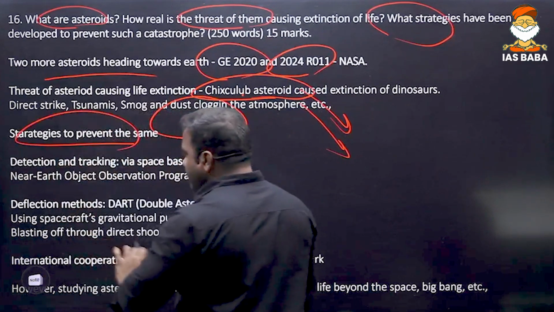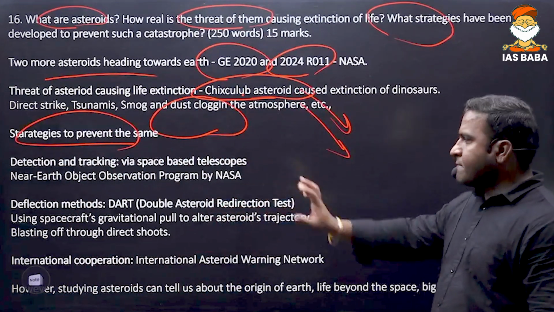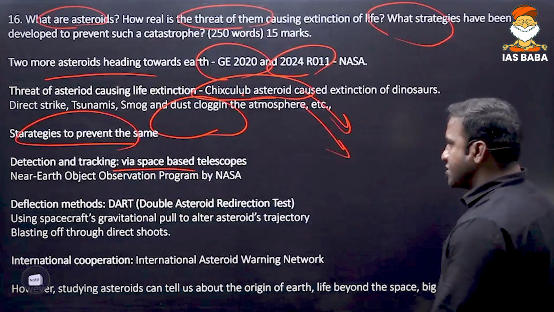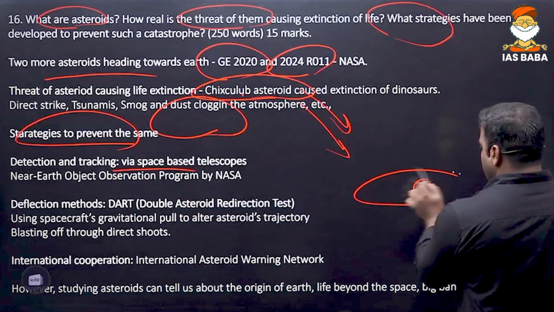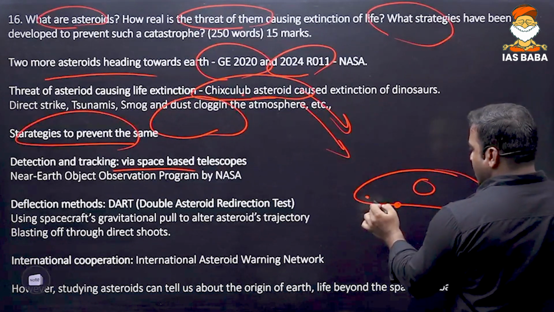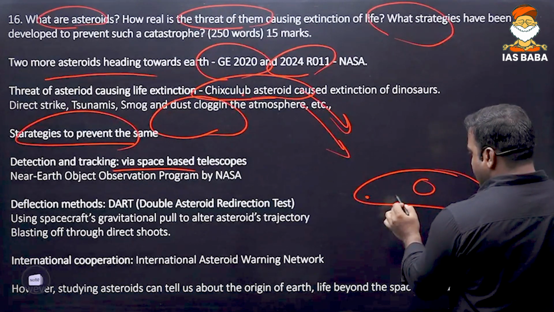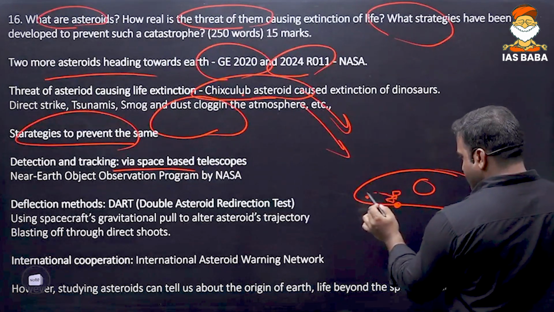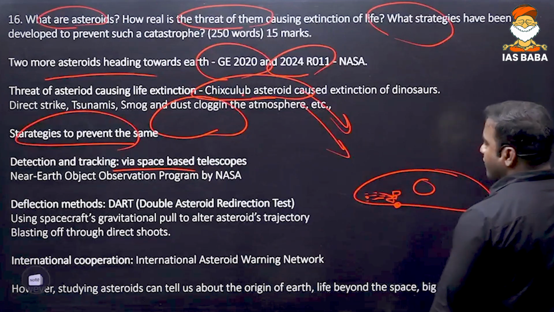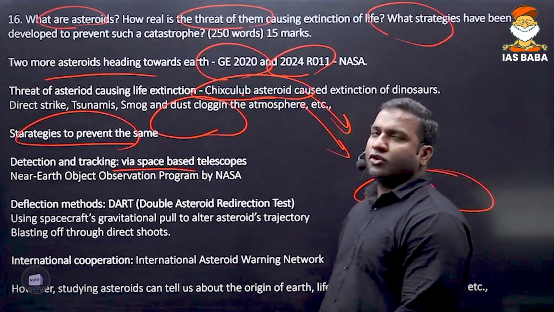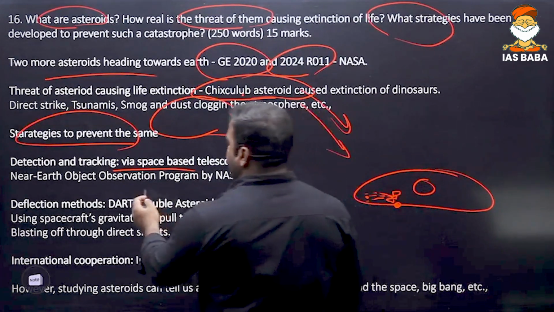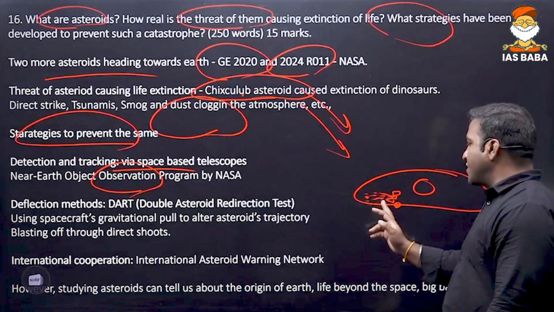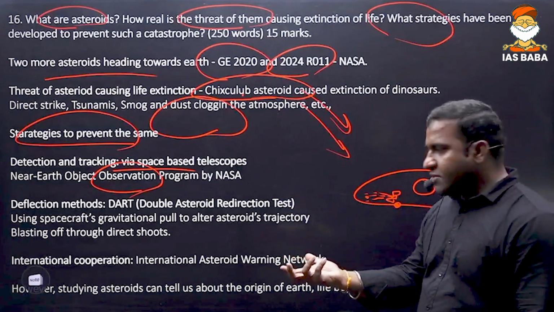Friends, explain these with the help of diagrams. So, detection and tracking via space-based telescopes. Just draw a solar system, draw the Earth, draw an asteroid, and detect from here. Observation satellites. Detection and tracking of asteroids. If you are tracking using the Near Earth Observation program, you have Earth observation satellites which will be tracking, and whenever asteroids approach the Earth, some steps can be taken.